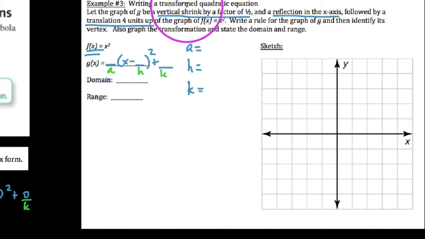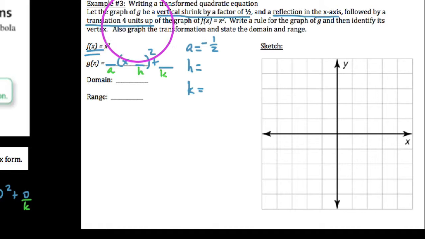So using what we know, we say, well, vertical shrink by a factor of a half. Vertical shrink says what it means and means what it says. So if I took it times a half, it's going to shrink by a half. So we know instantly that our a value is a half. And the fact that I say reflection in the x-axis, well, all that means to me is that this must be a negative value because we're opening downward.